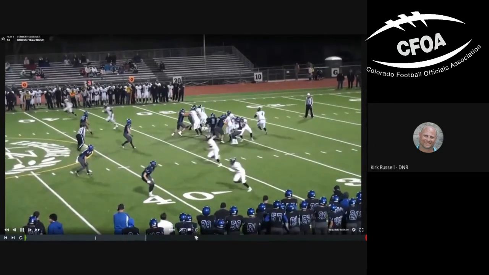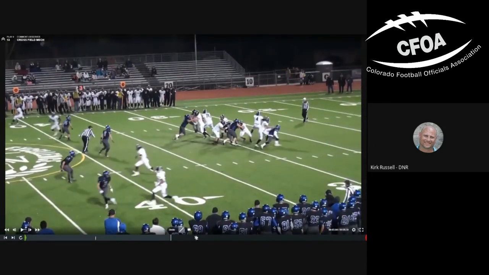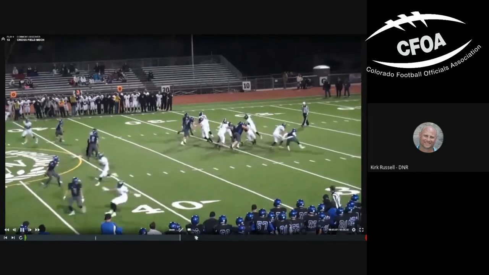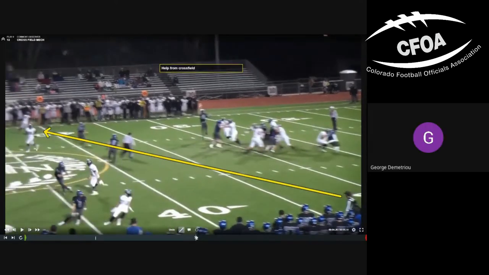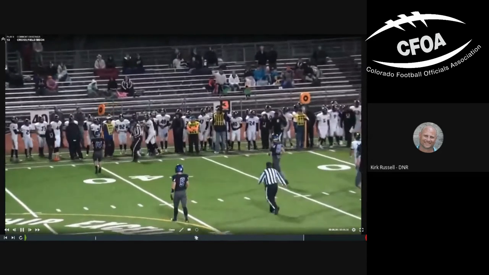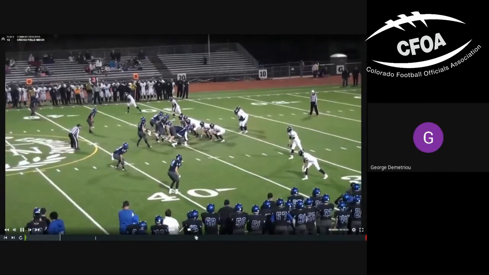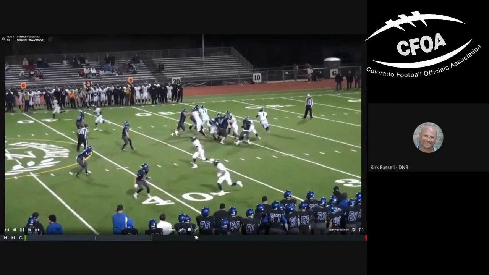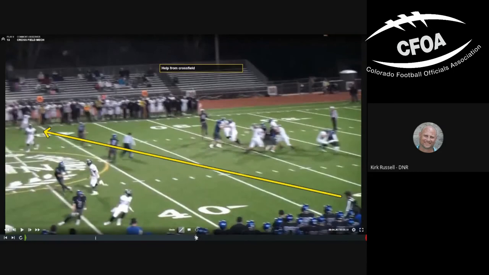Okay, the second play, also a pass play, third and six. You see at the top of the screen, third down and about six. Throw to the flats. Again, I'm showing that view angle from this crossfield mechanic near official, where we can help with a forward progress spot right at the line to gain.